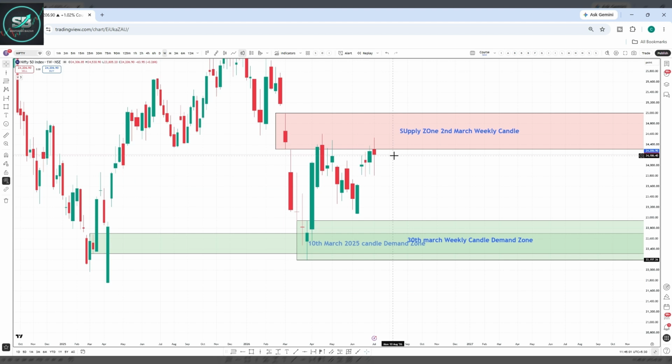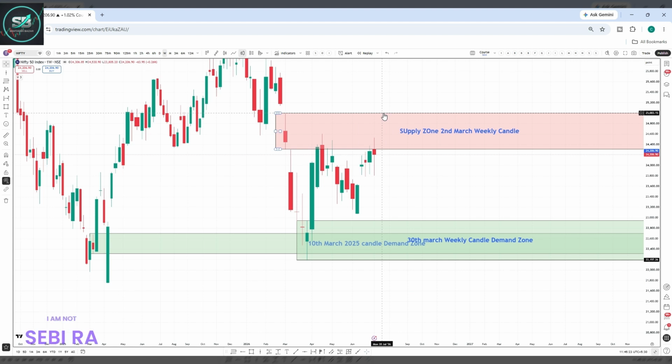So this is one criteria. The second criteria is when price reaches a supply zone, we can attempt a short trade by keeping our stop loss above this supply zone. Again, it is subject to risk, so I am not giving any buy or sell recommendations. You can consult your financial advisors and make your decisions.